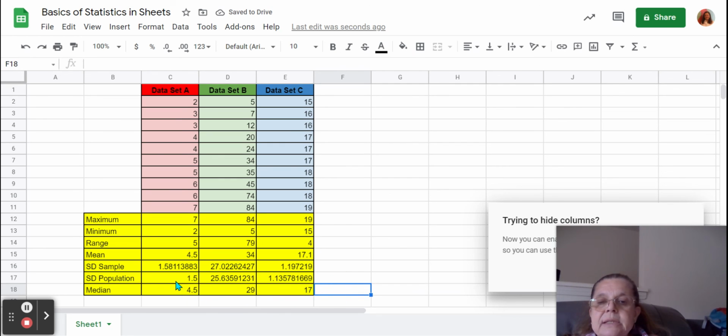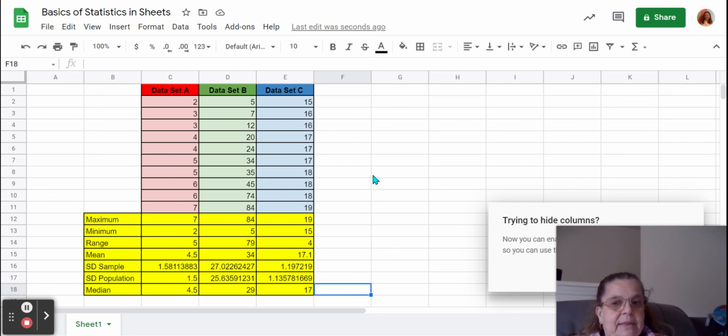So if you notice, this is 1.5. The population is slightly smaller than our sample size, and that is usually true. The standard deviation for the population, because it incorporates many more values, is usually slightly less than the standard deviation of our sample. So if you look at data set B, it's 25.6, which is a little bit less than 27. And for data set C, it's 1.13 compared to 1.19. So there is a slight difference.